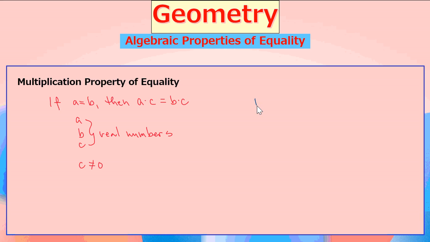So if we are given two numbers or two variables x and y that are equal, then 7x should be equal to 7y according to this property.